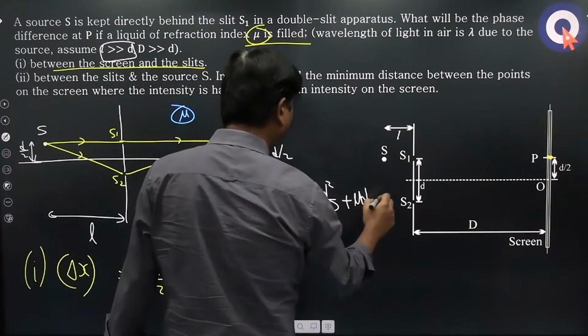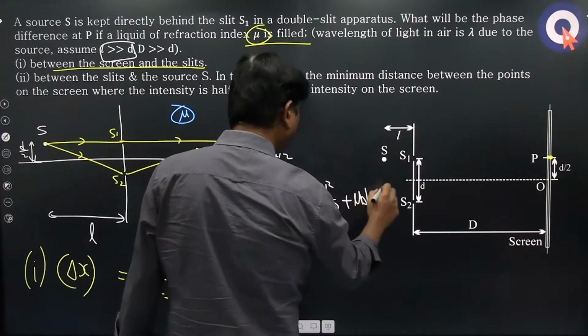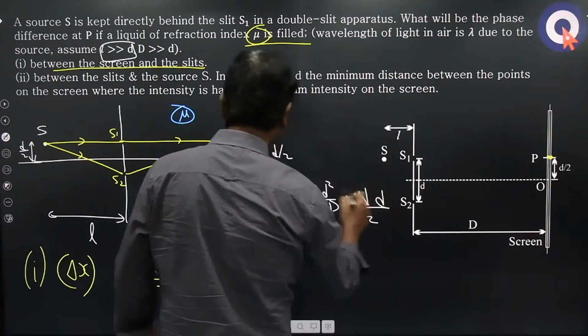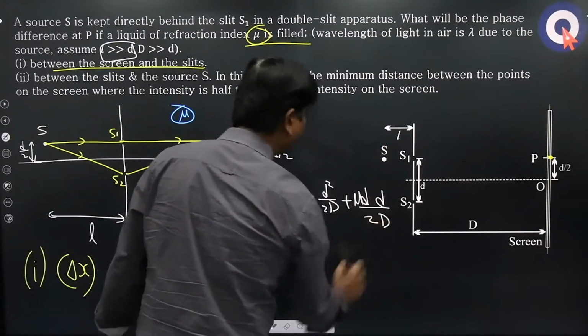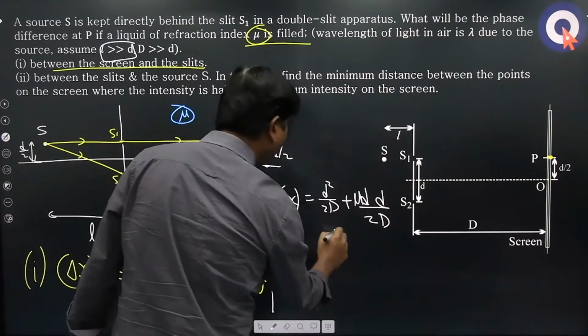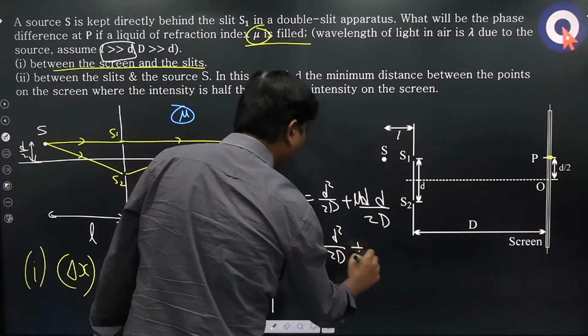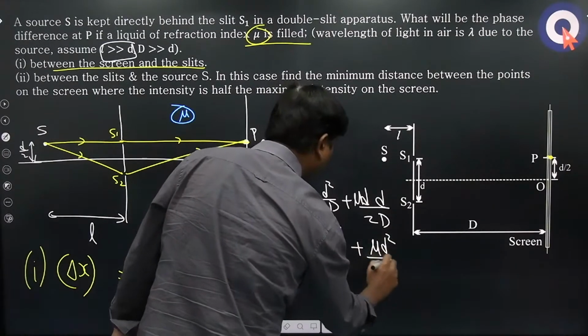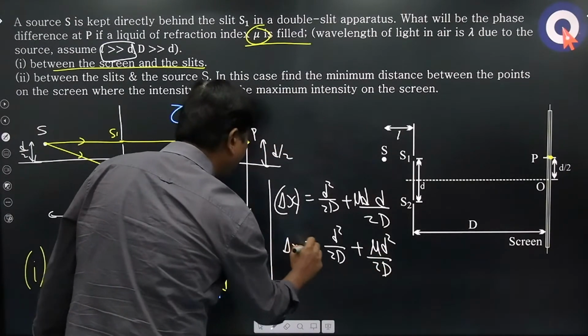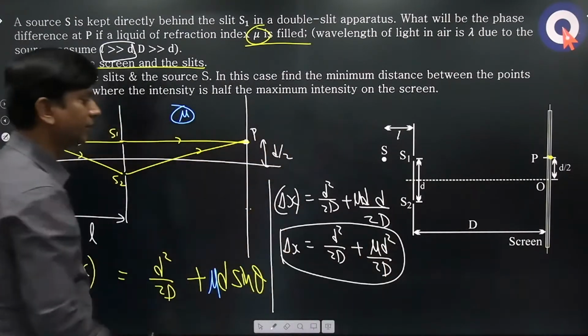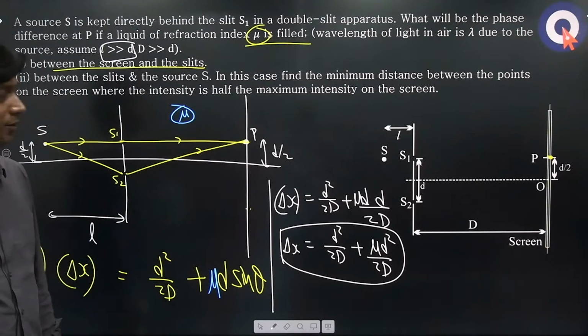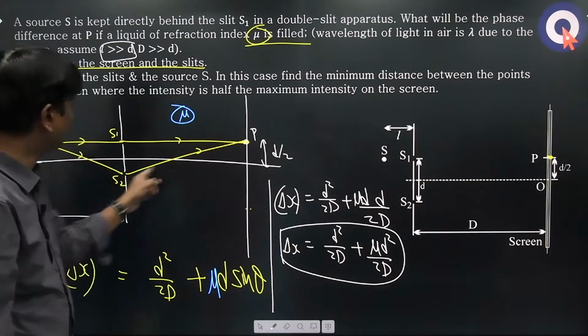So you can write d by 2 by capital D. Okay, so that means d square by 2 capital D plus nu into d square by 2 capital D. This is the path difference. Right? Net path difference between SS1P and SS2P.